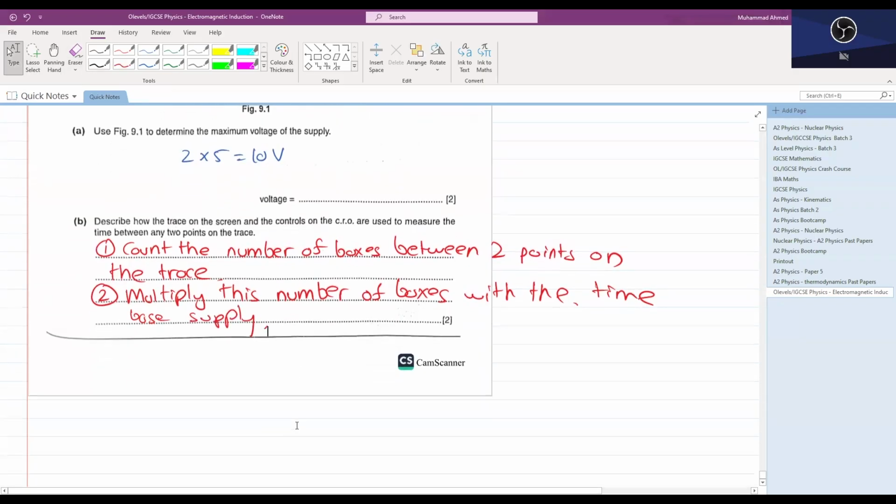Okay, so this is the end of electromagnetic induction past papers. If you have any questions, you may ask.